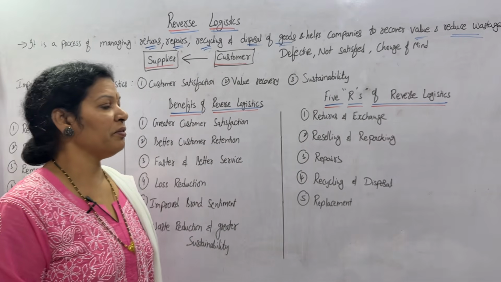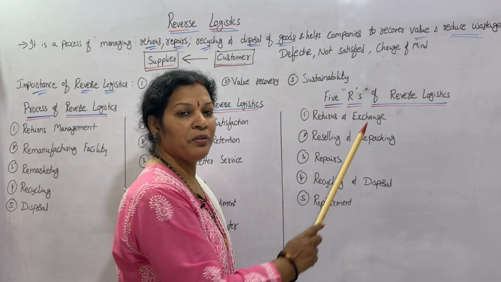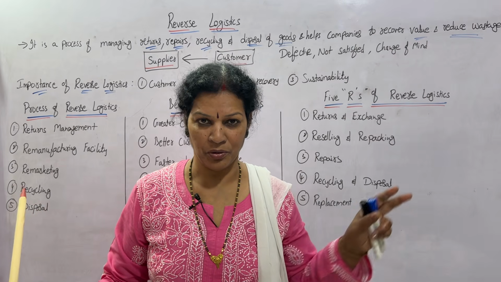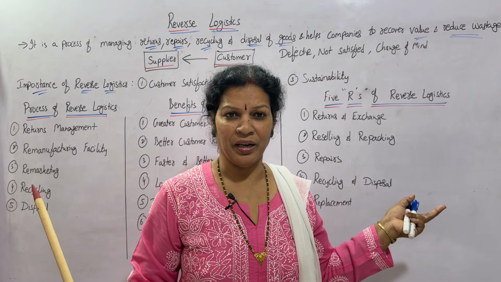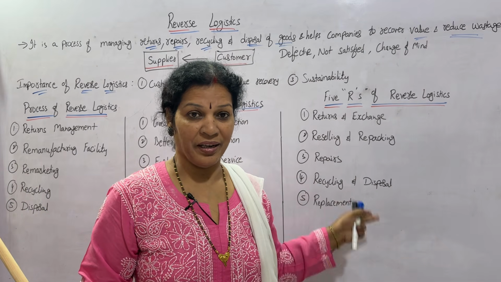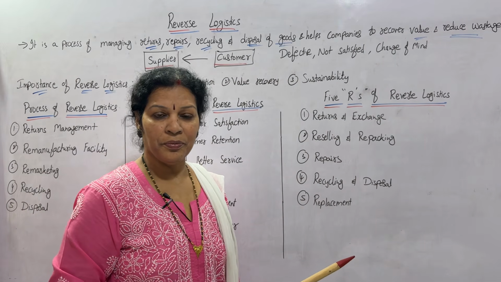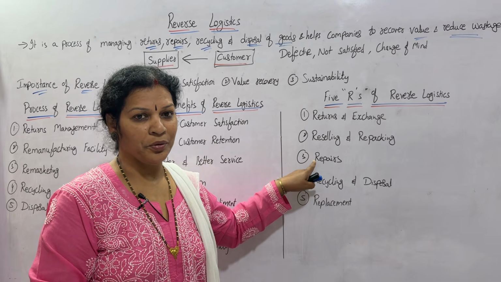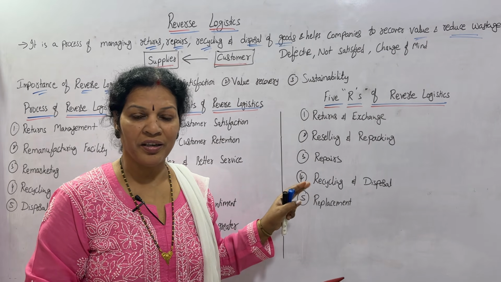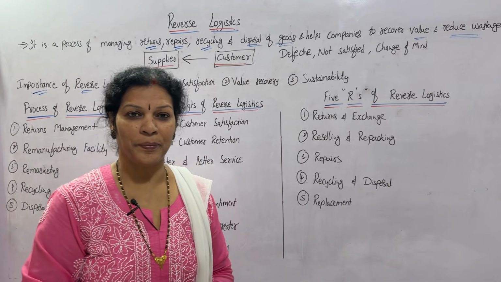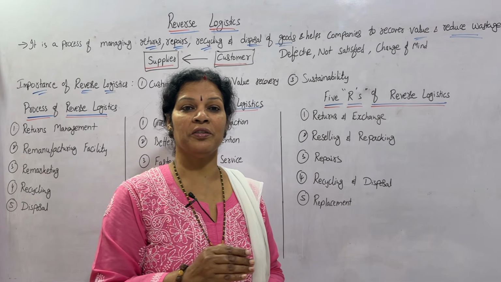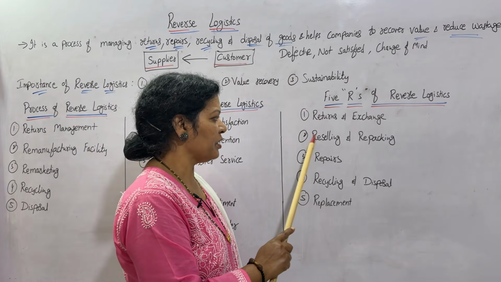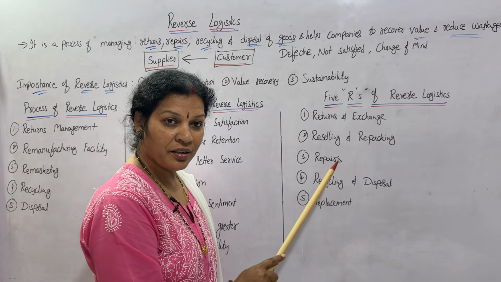And also you must remember one important thing, that is the 5 R's of reverse logistics. This is almost similar to the process of reverse logistics, only the 5 R's you have to remember. If they ask you what are the 5 R's of reverse logistics? The 5 R's. Returns and exchange. Reselling and repacking. Reselling, you know it. The product is good, the customer does not like it, you can resell it or repack it. Pack it once again, because whenever a customer returns goods, it's already unpacked. So you repack it and you can sell it. Reselling, repacking. And the third thing is, you can go for repairs.